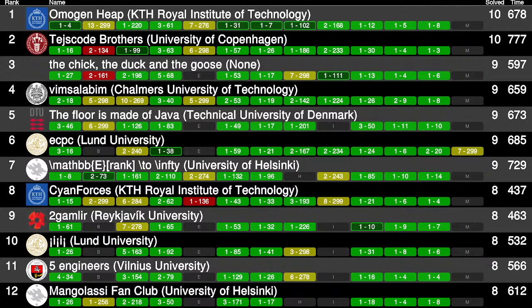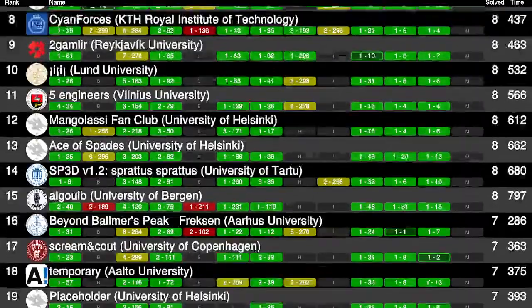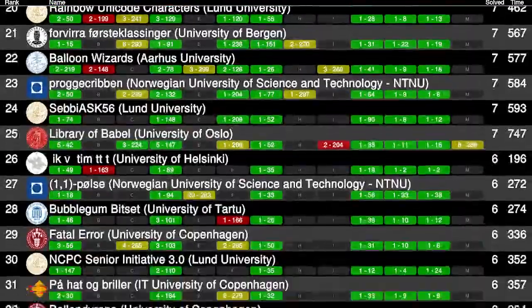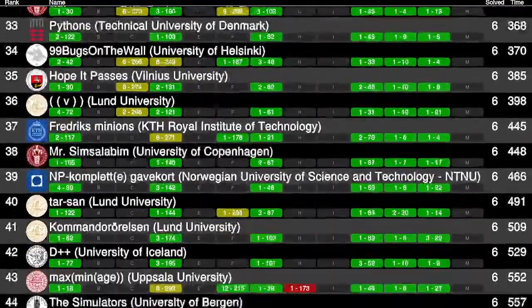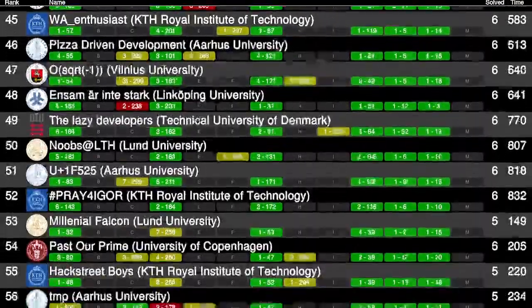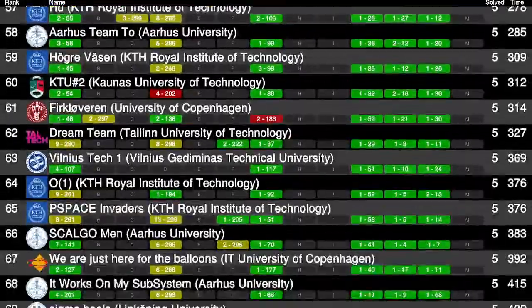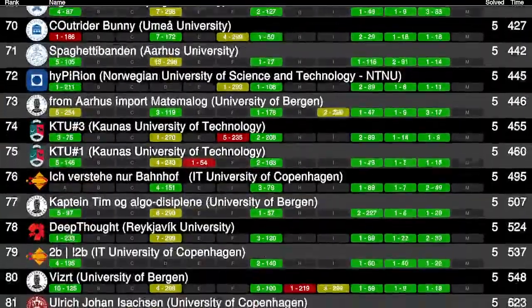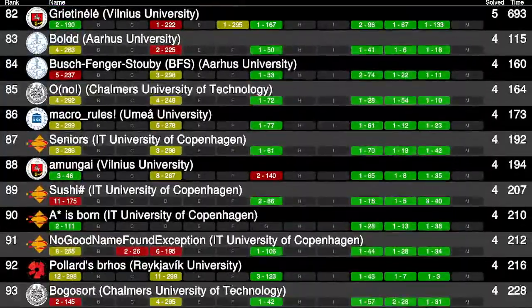But first we'll start going down and see the rest of the scoreboard. So let's see, there are around 200 teams which we have to scroll our way through.